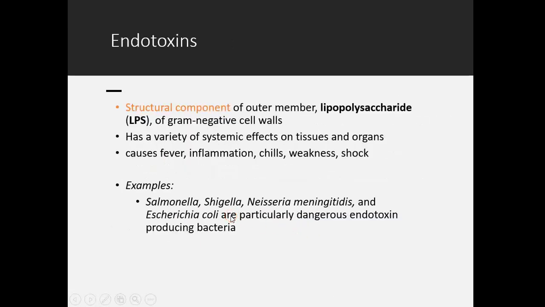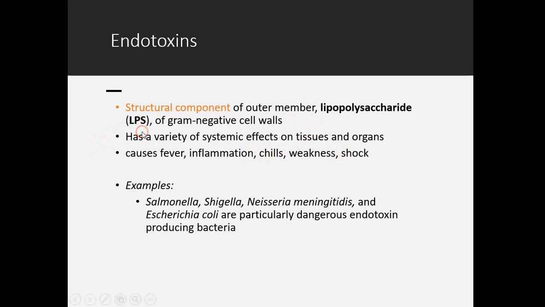Now let's talk endotoxins. Endotoxins are quite different than exotoxins. Endotoxins are structural components of the bacterial cell, and they're found as part of the outer membrane. You might remember in chapter 2 when we covered the structure of a bacterium, we talked about gram-negative bacteria having an outer membrane, and embedded in that outer membrane was a chemical known as lipopolysaccharide, or LPS.